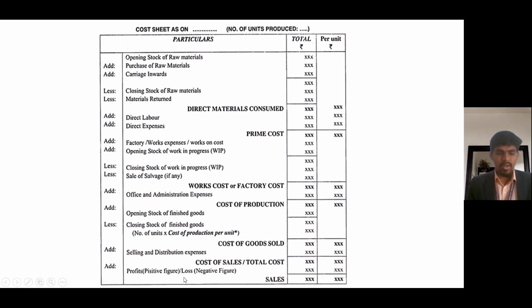And after that, if anything remains, if any profit is there, that will be after deducting from the sales. So what will be the total sales? Here we are going to add the positive figure, how much profit we are going to add. So after that we will get the total sales and cost per unit sales. Okay, so this is what the cost sheet tells.